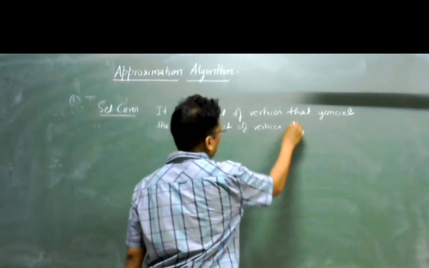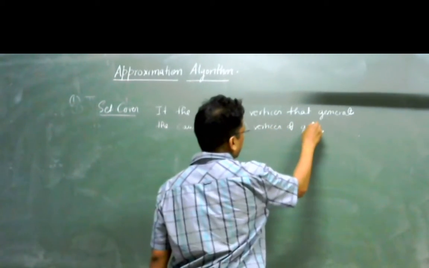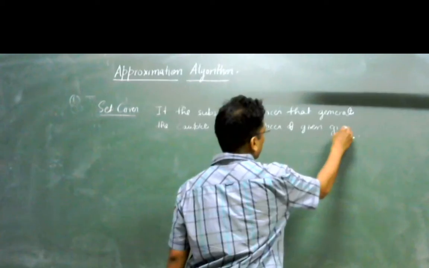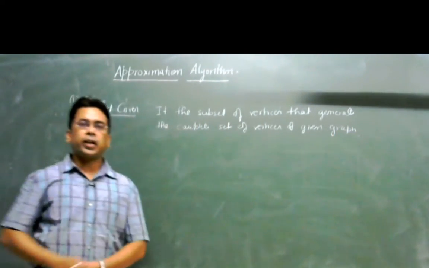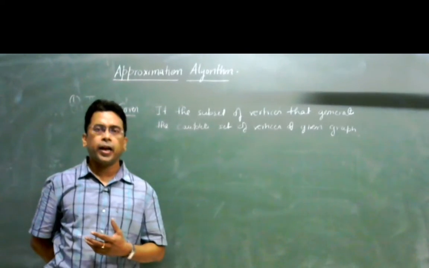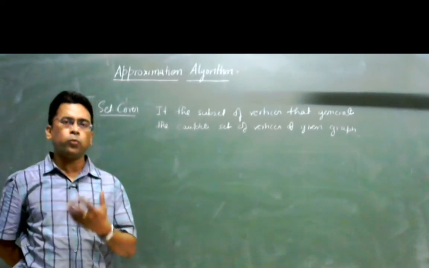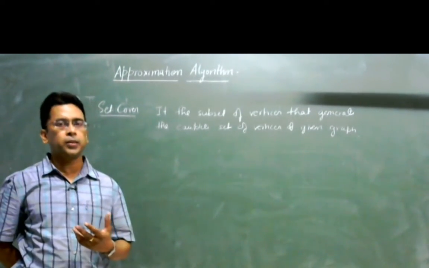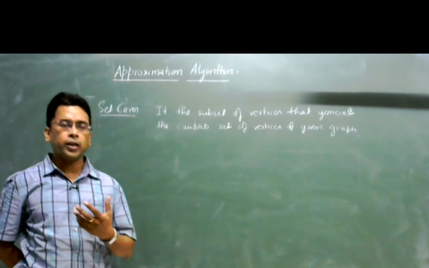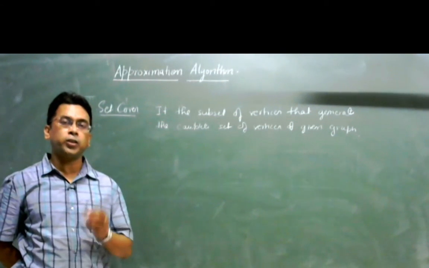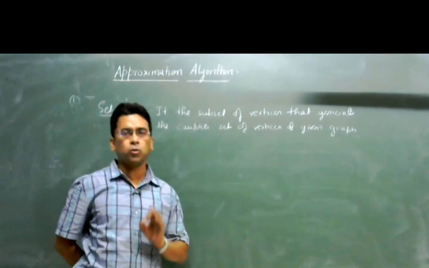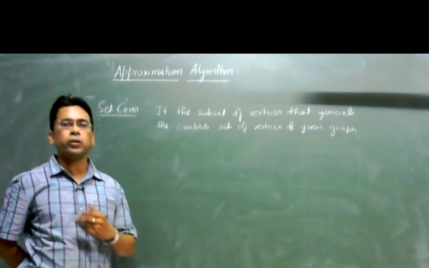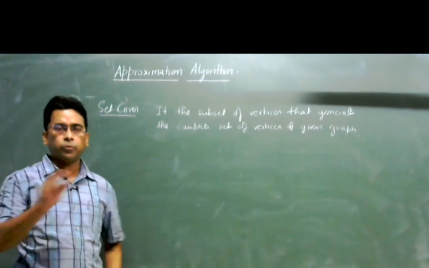Set of vertices of a given graph, right? Suppose a graph contains n vertices, and we divide these n vertices into different subsets. The combination of these subsets which generates the overall vertices of the graph is called the set cover for that graph. For example, I am drawing a graph here.